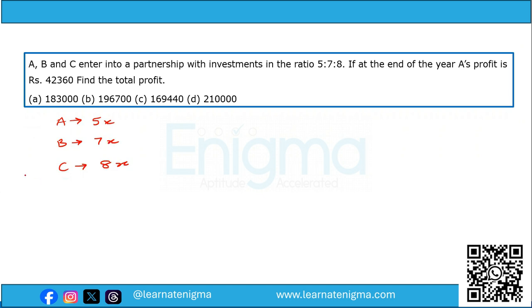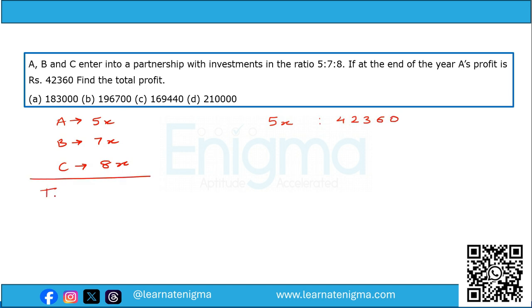Now, as their investment is given and there is no mention of time frame individually, we'll assume their time is equal, and hence profit will be distributed in the same ratio as their investments. Hence, A will get 5 parts out of the total profit. So therefore, we can equate it as 5x corresponds to 42360. Now we want the total profit.